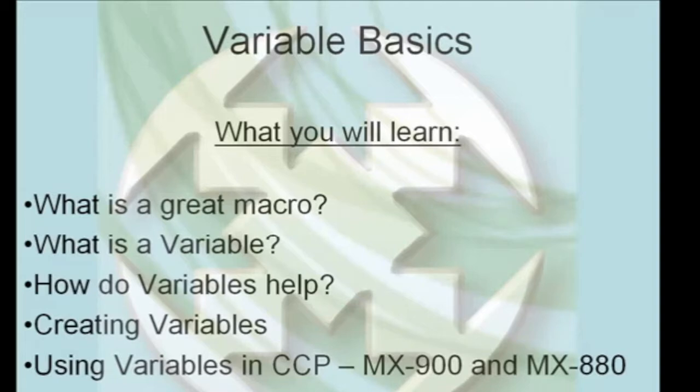In this course, you will learn how to use variables in programming our controls. And to get us going, we'll start with an explanation of what makes a proper macro, because if you aren't making macros correctly, adding variables will not help. You'll then learn what a variable is, how they'll help improve your macros, followed by how to create them. We'll end with some demonstrations of how to use variables in our CCP software. The CCP example files we'll be using are available for separate viewing in the URC toolbox.